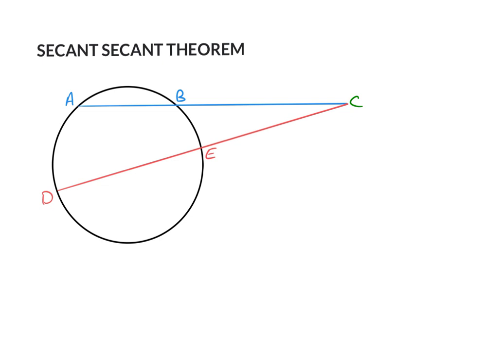measuring from C, CB multiplied by CA will be equal to CE multiplied by CD. So this distance multiplied by the whole thing is equal to this distance multiplied by the whole thing. This theorem is not given to you in the exam. You need to be able to recall it under exam conditions.